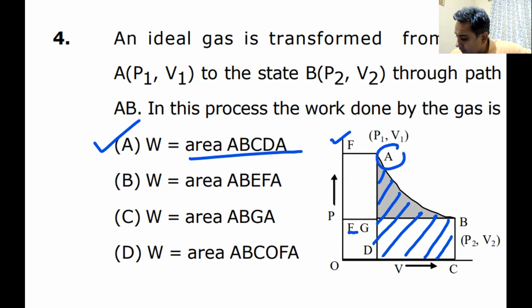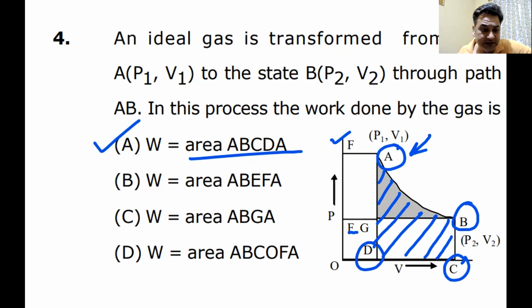Area from A to B to C to D and back to A. This is the area that we have to find out, and this is the area that we have marked. The only option which matches this area is option number A. I hope we are understanding this.